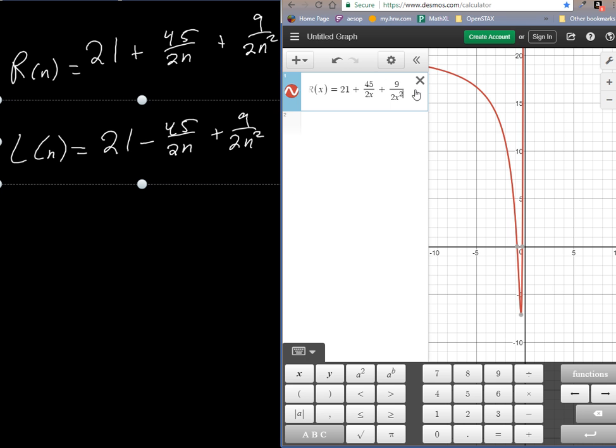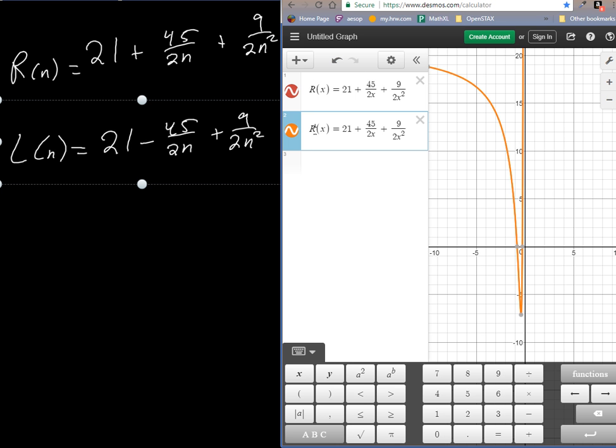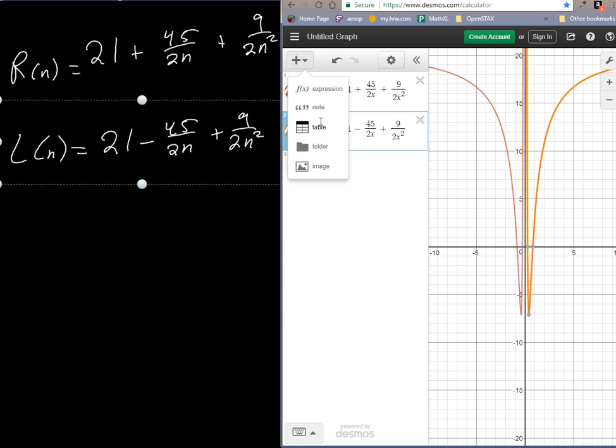Okay. There we go. Okay, so this is going to be L. And all I had to do was change that to a minus. Okay, now what we want to do is make a table. So there's my table.